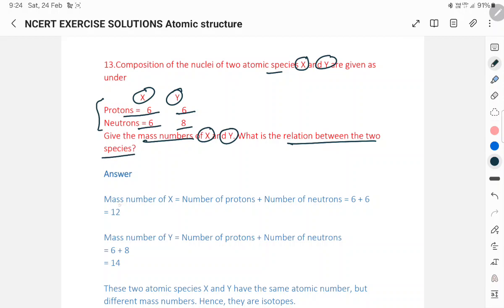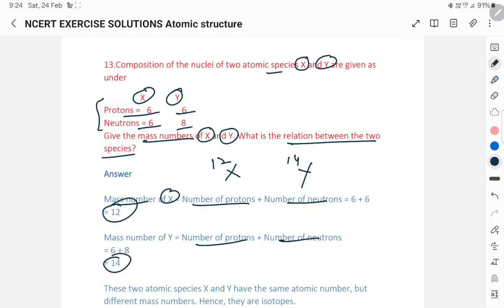So we have mass number, proton plus neutron, and this is equivalent to 12, right? Mass number of X is 12. And mass number of Y, proton plus neutron, this is 14, right? So they have proton 6, atomic number 6. They have same atomic number, different mass number, right? So they are isotopes to each other, right?